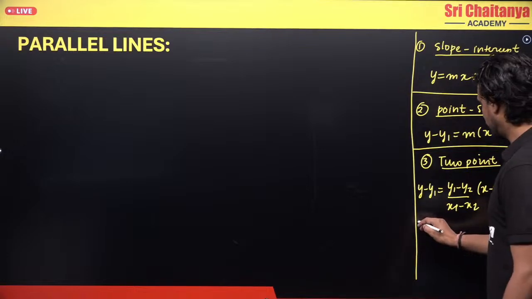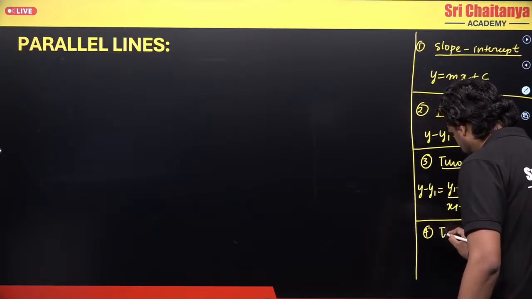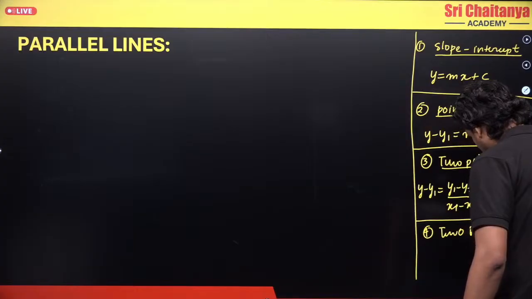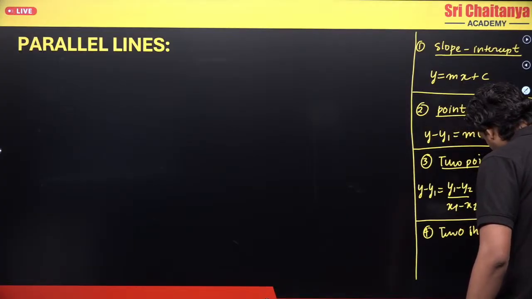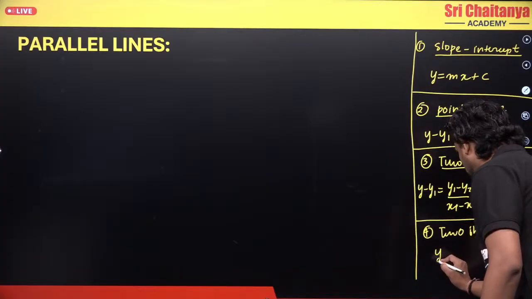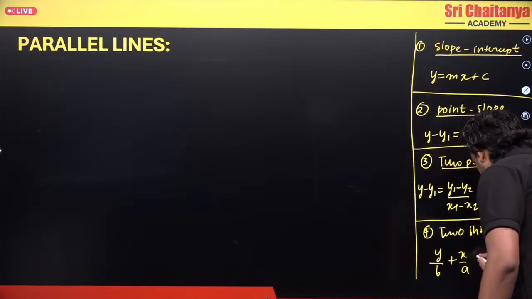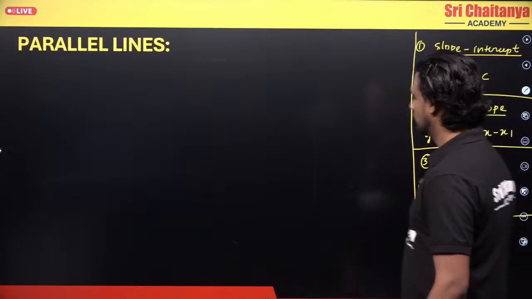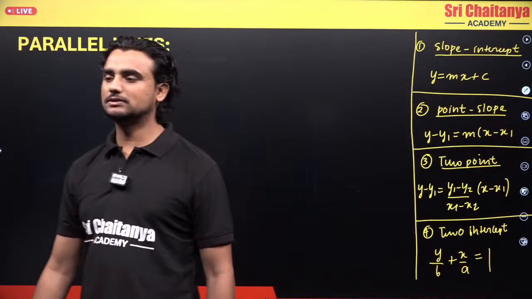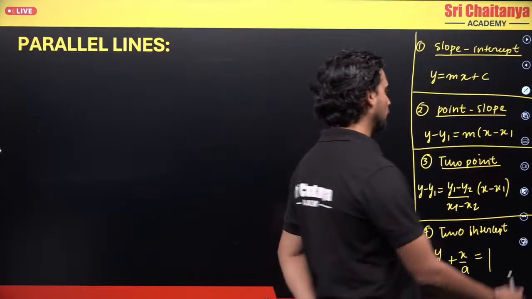Okay, and finally what do we have? The final one we had was two intercept. And what is the two intercept? The two intercept will become y by b plus x by a is equal to 1. Okay, so this is what we have done till now. This is the summary of what we have done till now.